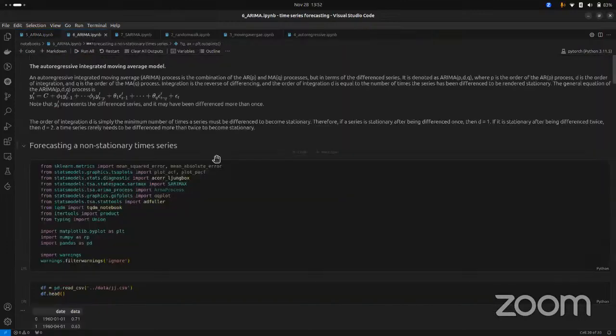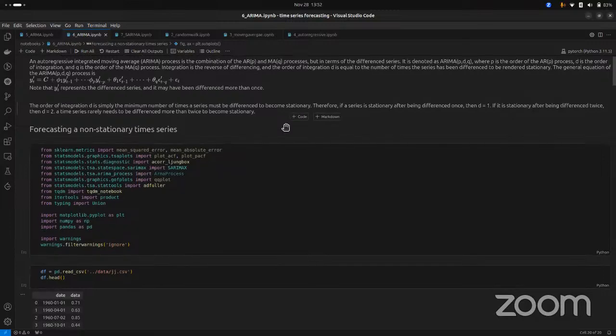But now for the ARIMA, we need to find the D, the order of integration. Instead of doing all of that differencing manually, the model is going to do the differencing for us. That's just what it is. So our job is to find the D. Most of the time, D is simply the minimum number of times a series must be differenced to become stationary. That's as self-explanatory as it can get.